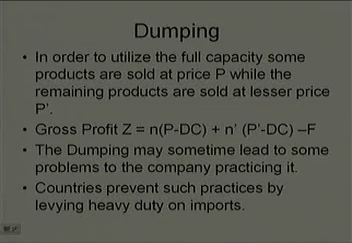So, this particular phenomenon, in order to increase the production capacity or in order to utilize the full production capacity, is known as dumping. This is known as dumping. So, if you notice this particular slide, it says that in order to utilize the full capacity, some products are sold at price P, while the remaining products are sold at lesser price P dash.